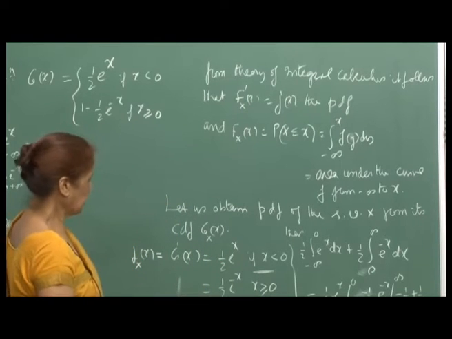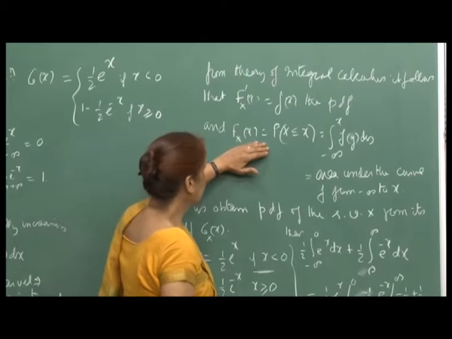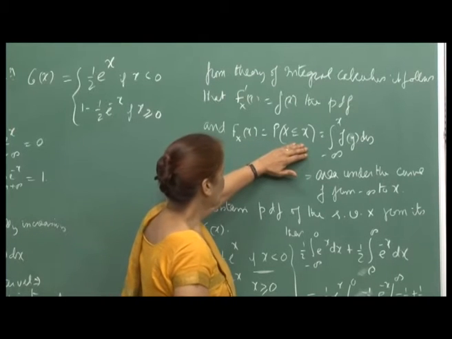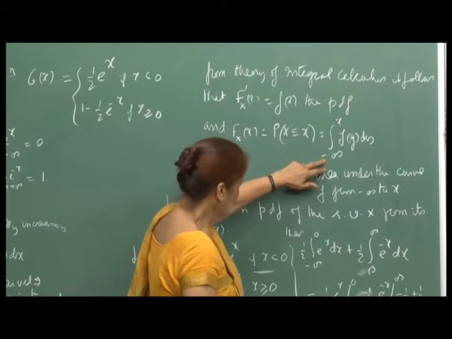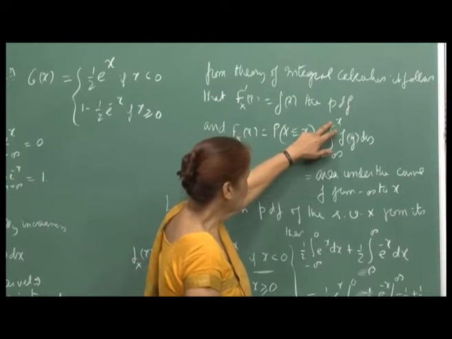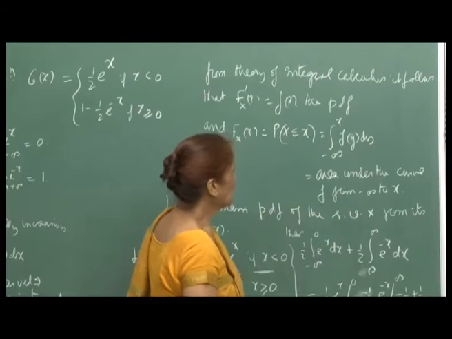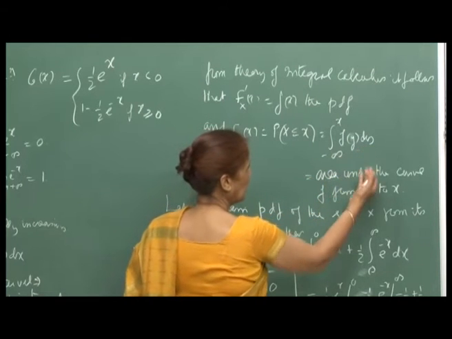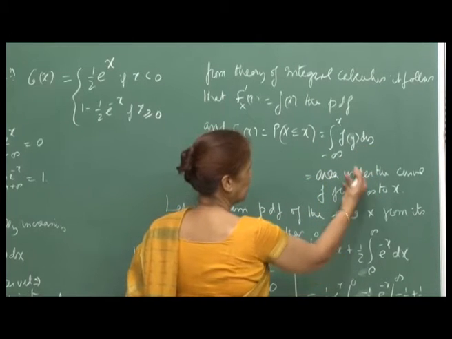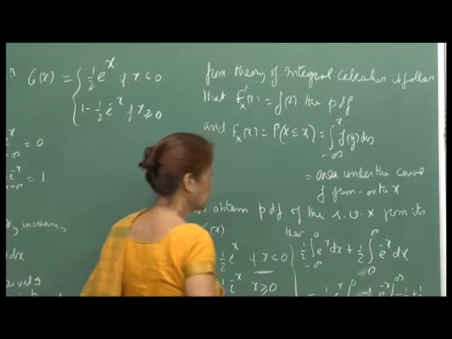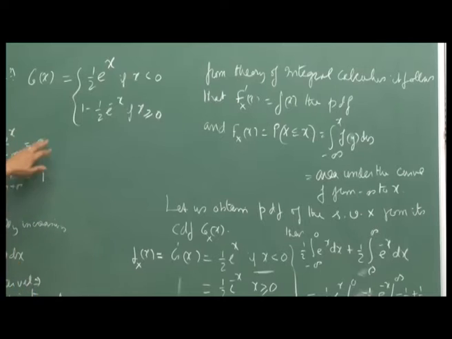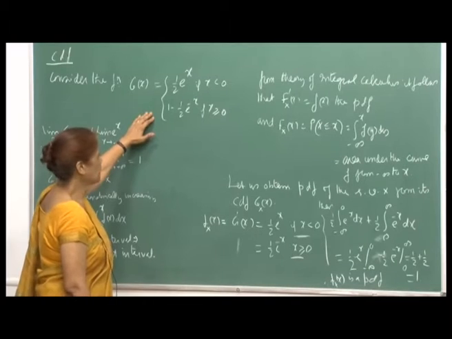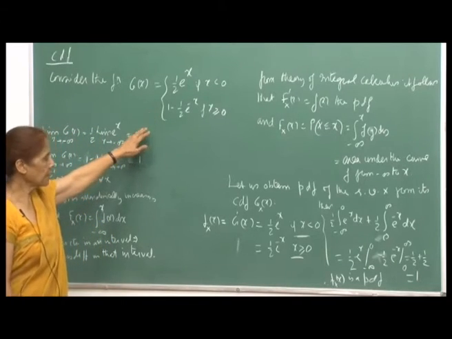And also we have seen it already that since this is equal to probability x less than or equal to x, and this is the integral from minus infinity to x of f(y) dy, this again defines the area under the curve from minus infinity to x. So, wherever the mass is. Okay.